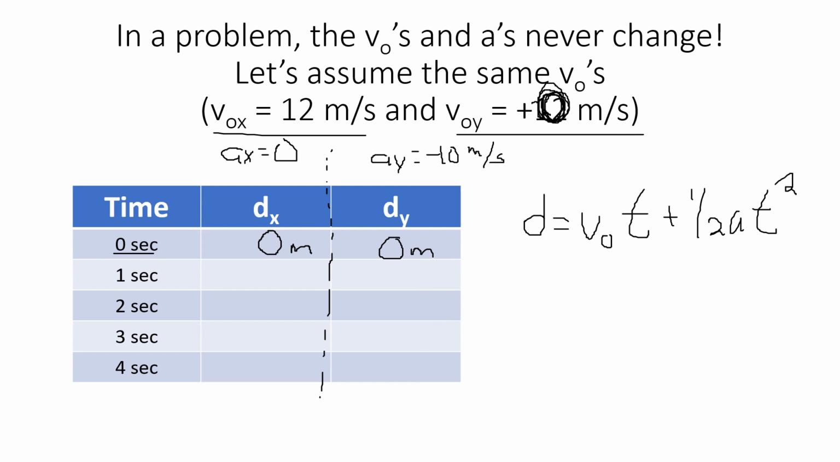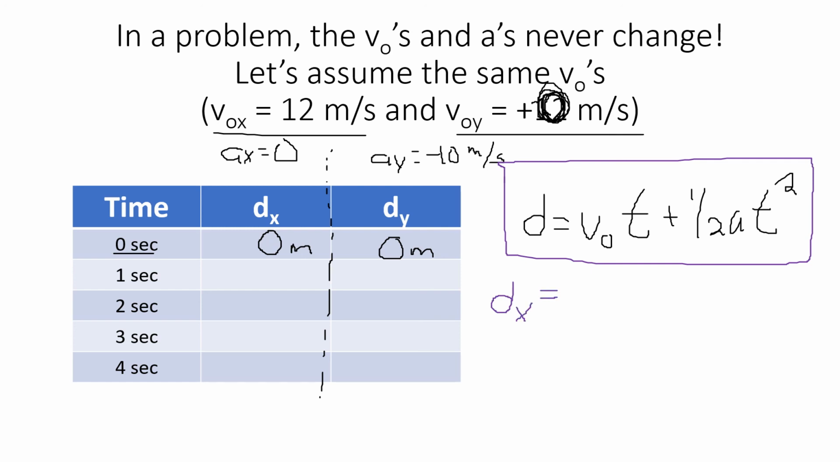But let's go ahead and solve for dx at 1 second. This is always going to be the equation you use, but you're either going to plug in x values or y values. So for dx, I'm using x values. I have to use V0x, which is 12, and the time of 1 because I'm solving for dx at 1 second, plus 1/2 AX, which is 0, and the time is 1 again. Because AX is 0, this whole part of the equation will always fall out. 0 times anything is 0. dx equals 12 at 1 second.